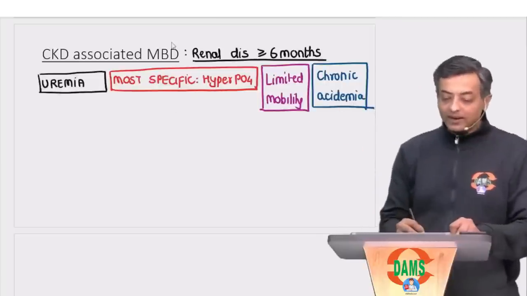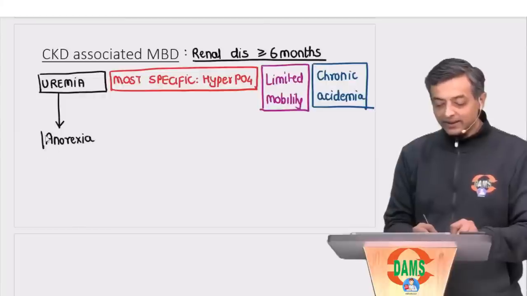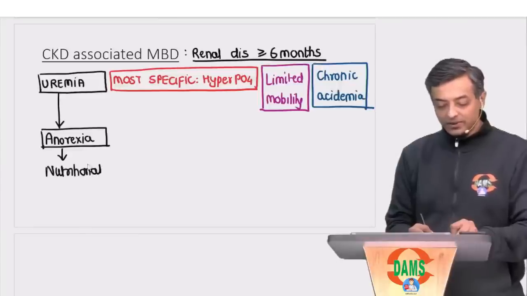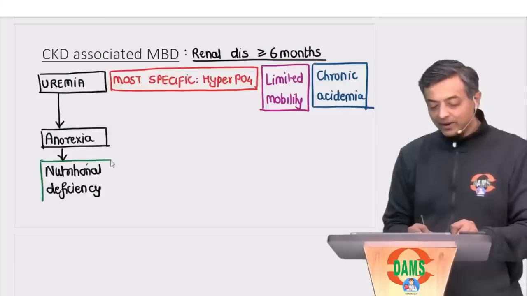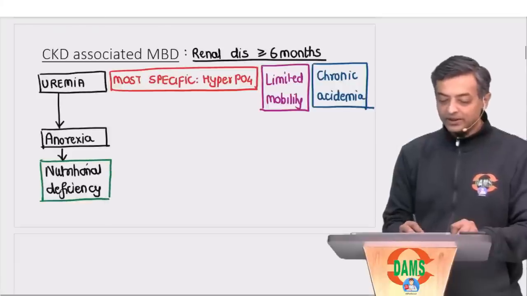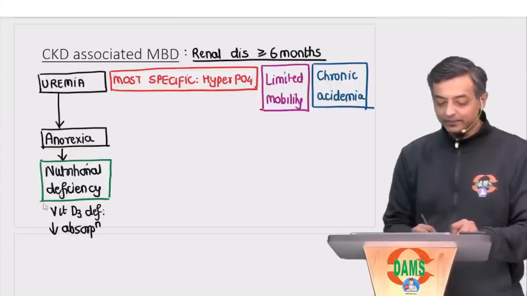So in renal disorder lasting more than 6 months, multiple factors can contribute and affect the bone health. What happens due to uremia? The uremia causes anorexia. Because of the anorexia, the patient is prone to develop nutritional deficiency. Along with having poor intake of calcium, the patient is also having vitamin D3 deficiency, which is going to reduce the absorption of calcium from the gut.